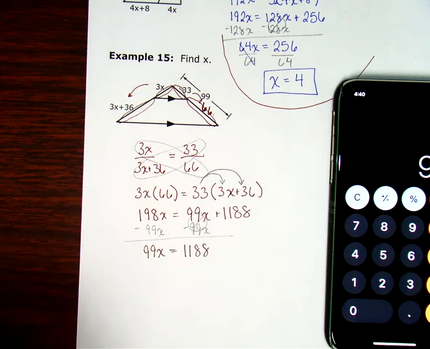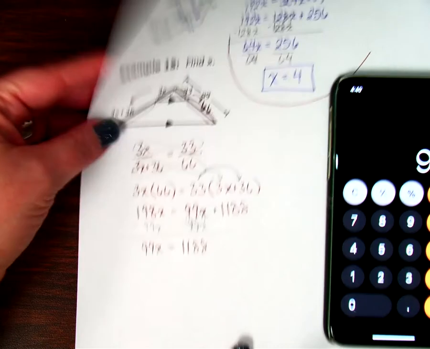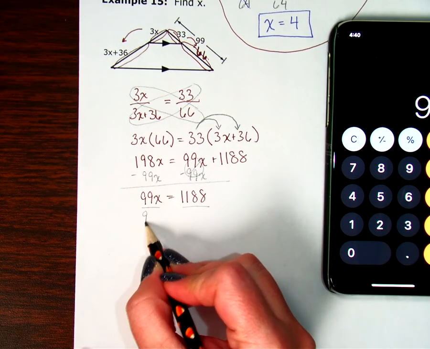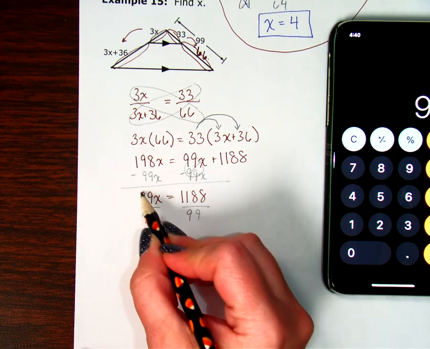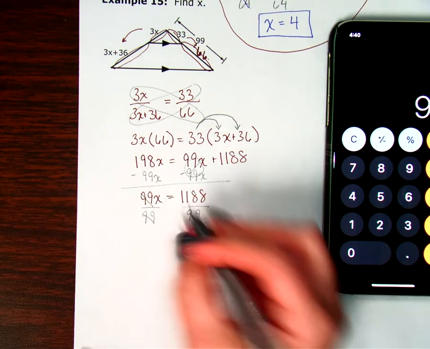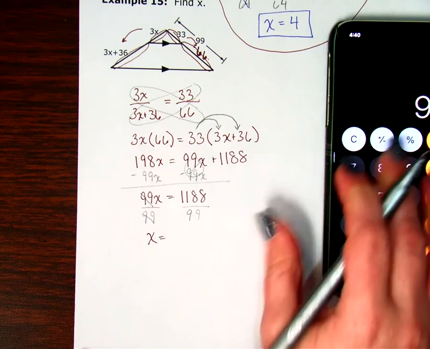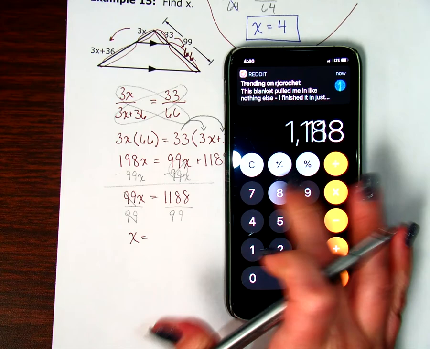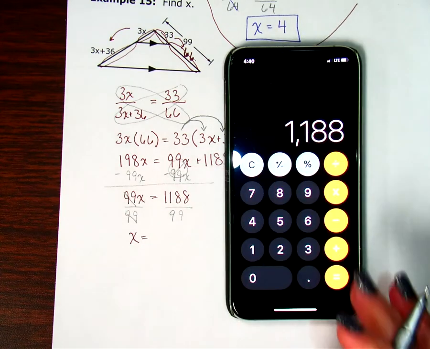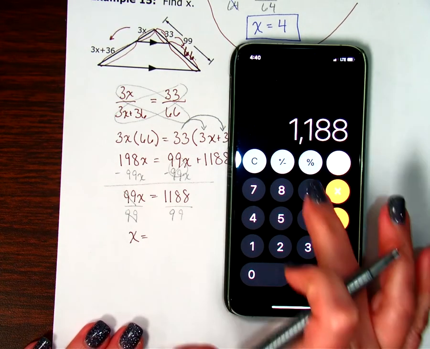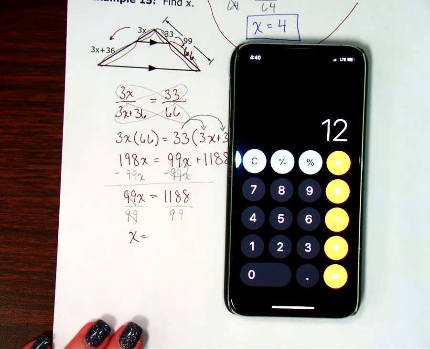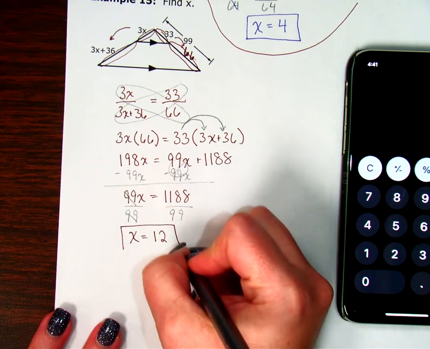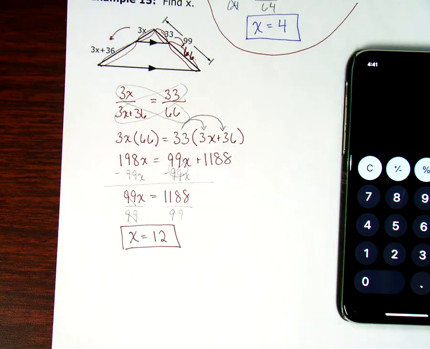1,188. So to get rid of that 99 in front of the x, all I have left to do is divide it out. When I do that, I'm going to get 1x equals, let's see, 1,188 divided by 99. Oops, I'm getting a notification. Divided by 99 gives me 12. So x equals 12, for example 15.